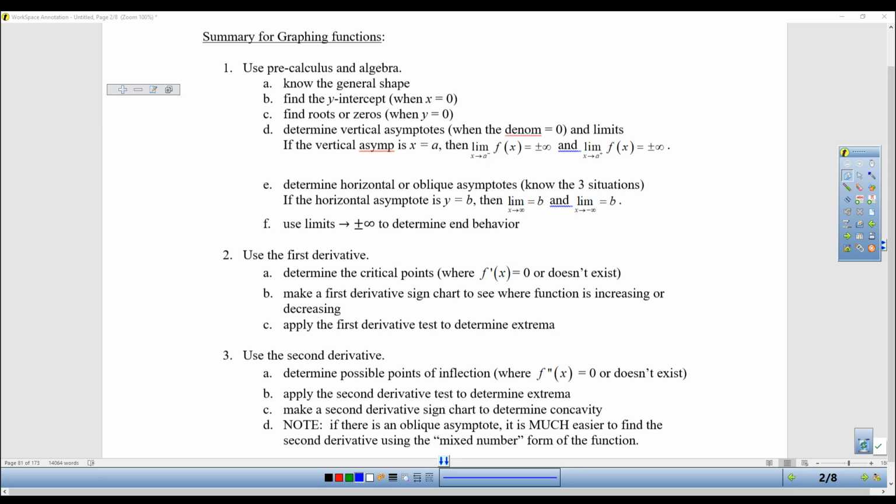We're going to use our pre-calculus and our algebra skills. We're going to use the first derivative, and we're going to use the second derivative. And this page that I'm showing you, I won't read out loud, gives you a summary of how you can use all these different things to make a graph.